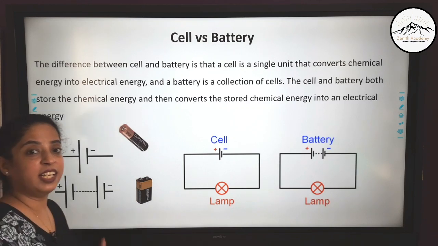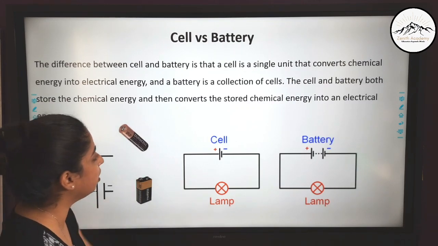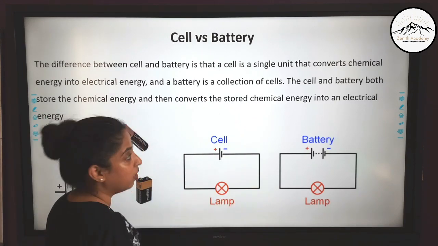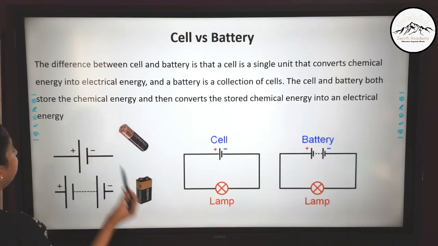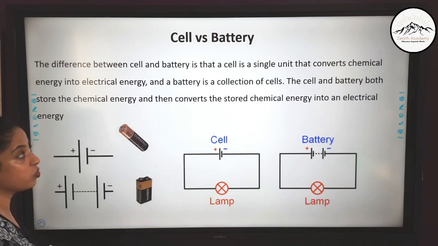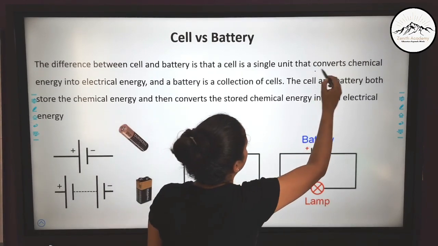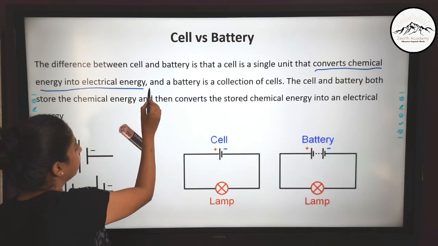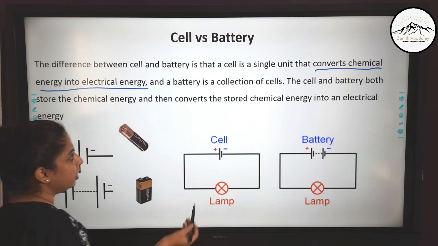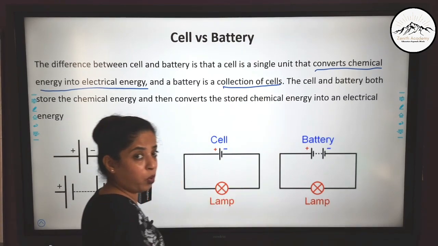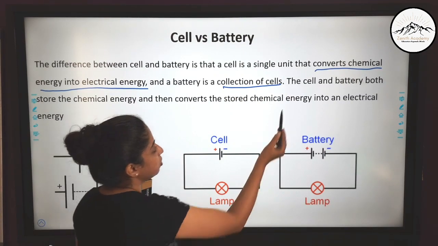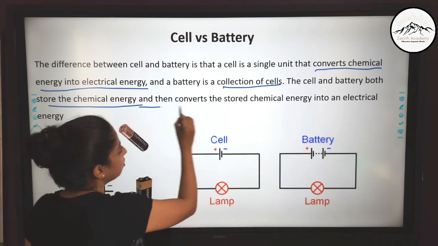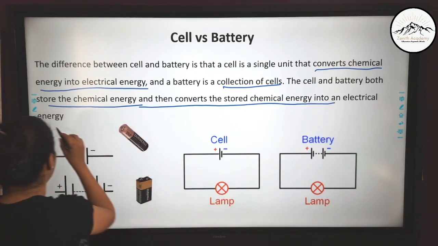Now let's have a detailed distinction between a cell and a battery. So the difference between a cell and a battery is that a cell is a single unit that converts chemical energy into electrical energy. So this is very important. What is the use of a cell? It converts chemical energy which is stored in the cell into electrical energy. And what is a battery? It is a collection of cells. So two or more than two cells is called a battery. So a cell and a battery both store chemical energy and then convert the stored chemical energy into electrical energy.